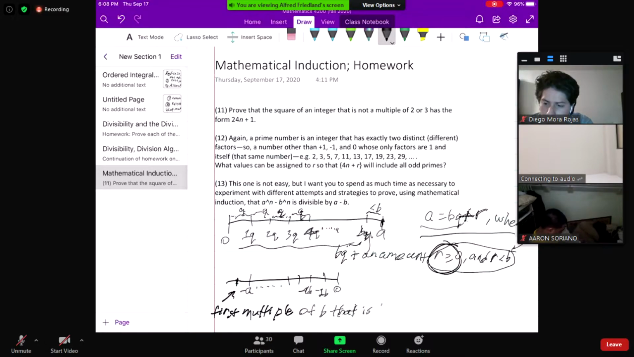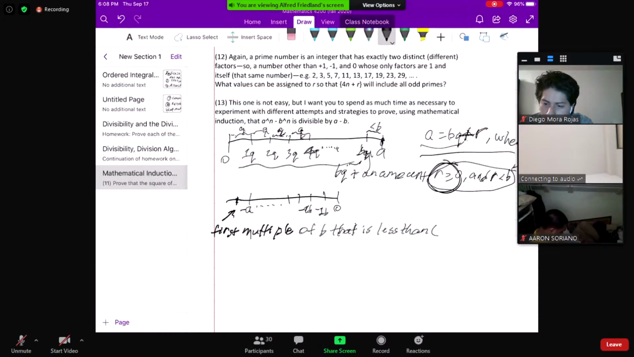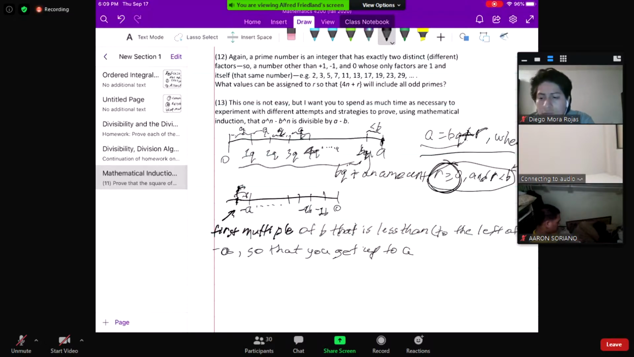The first multiple of B, oh there, that's better, of B that is less than, in other words, the way I'm drawing it, to the left of negative A, so that you can get back up to A, moving to the right, this way, and moving to the right gives you an R greater than or equal to 0.